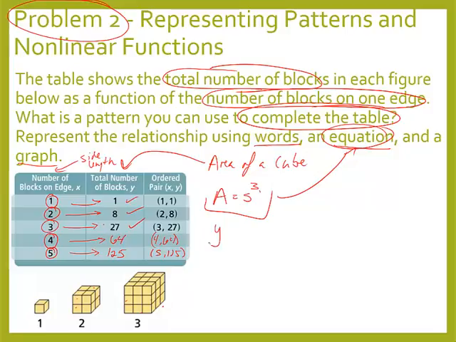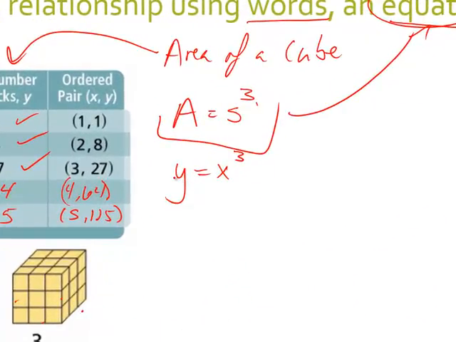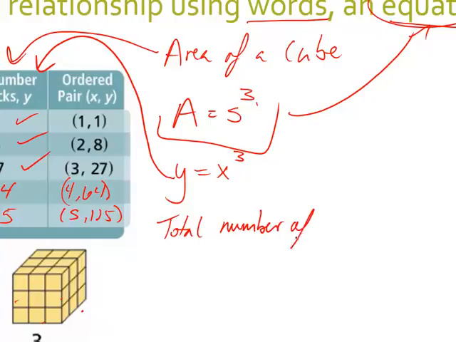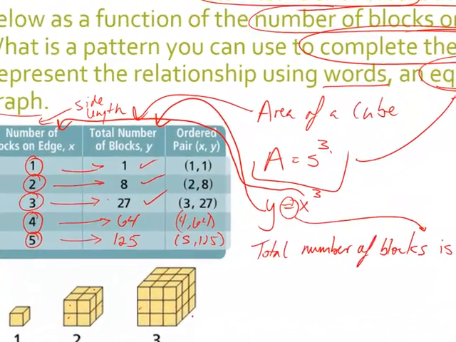So we know that A is your output, and s is going to be your input, x. So y equals x cubed. Now, in order to convert that using words, let's look at our variables and our equal sign and our cubed and everything, and we need to convert it to words. So y is right there, total number of blocks. So instead of y, we're going to write total number of blocks, and then for the equal sign you write is. So total number of blocks is, and then we have x, and x is number of blocks on edge.